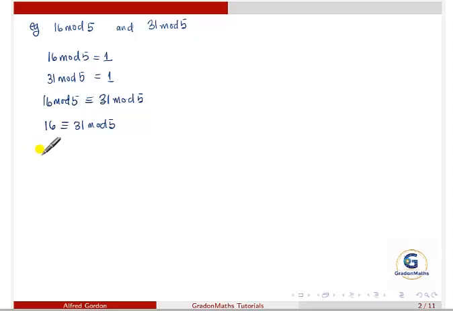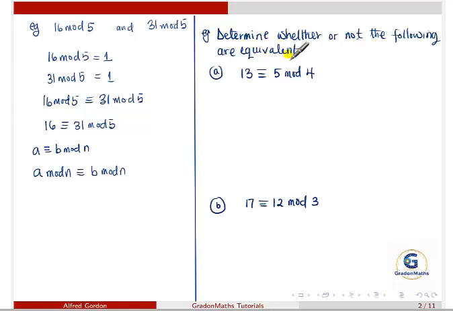So in general, when we say A is equivalent to B mod n, this tells us that when we have an integer A mod n, its result is equivalent to an integer B mod n. That is about equivalent moduli. So let's try some examples. Let's determine whether the following are equivalent.